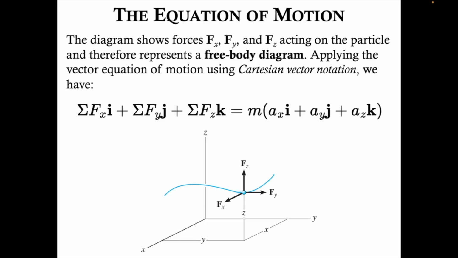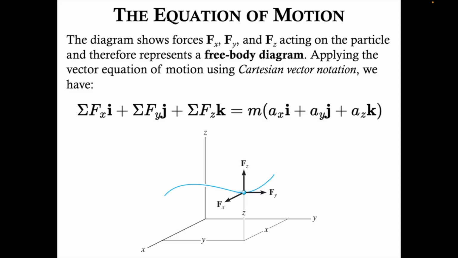Applying the vector equation of motion using Cartesian vector notation, meaning using the unit vectors i hat, j hat, k hat, we have the following. So on the left side, we have the net force. In Cartesian vector notation, that would be summation F sub x times i hat plus summation F sub y times j hat plus summation F sub z times k hat. Then on the right side of the equation of motion, we have the scalar m, mass, times the acceleration vector, which can be represented in Cartesian vector notation as a sub x i hat plus a sub y j hat plus a sub z k hat.